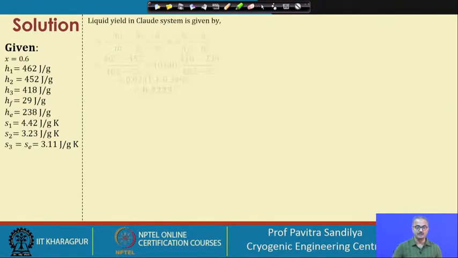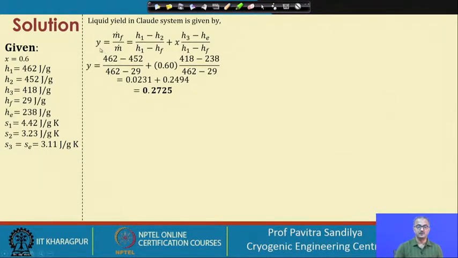Now coming to the solution, again we write the expression for the liquid yield. In this case, by using the expansion engine we are able to increase the liquid yield over what we get from the simple Linde-Hampson. This is the simple Linde-Hampson yield, and this is the contribution of the Claude expansion. You can see that in the simple Linde-Hampson you would get 0.02, whereas in the Claude system we are getting 0.27. So there is a substantial rise in the liquid yield.